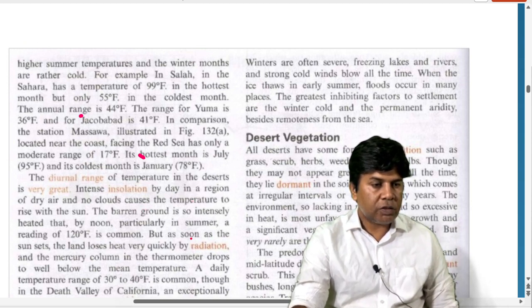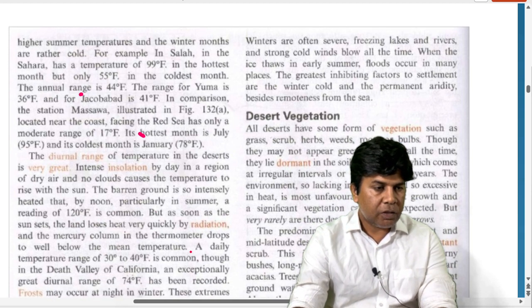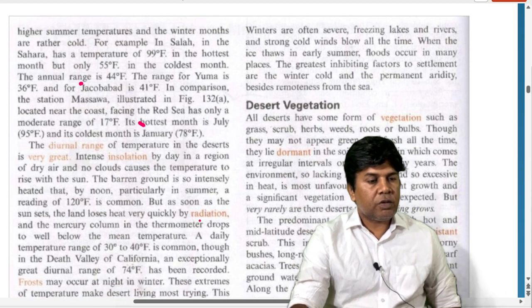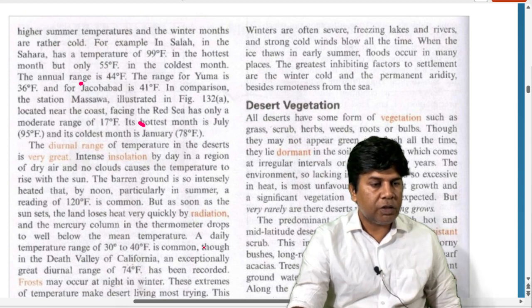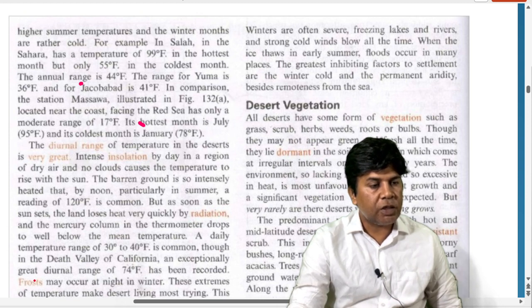The barren ground is heated, but as soon as the sun sets, the radiation escapes very quickly, and the mercury column in the thermometer drops to well below mean temperature. A daily temperature range of 30 to 40 degrees is very common in these areas, though in Death Valley of California, an exceptionally great diurnal range of 74 degrees Fahrenheit has been recorded.